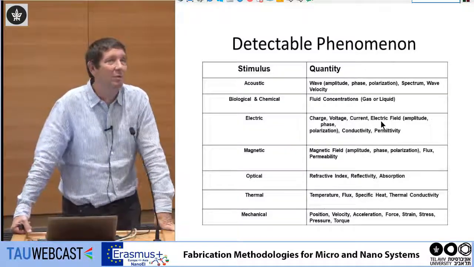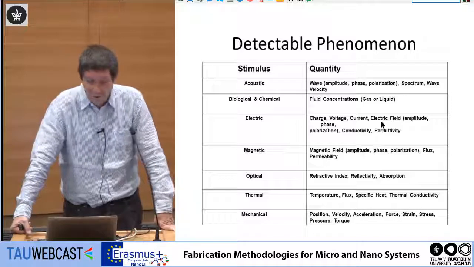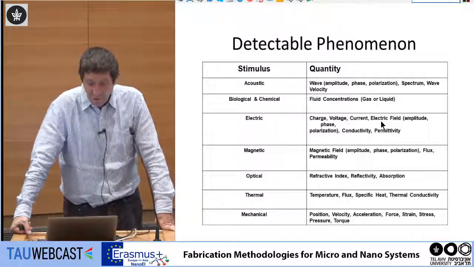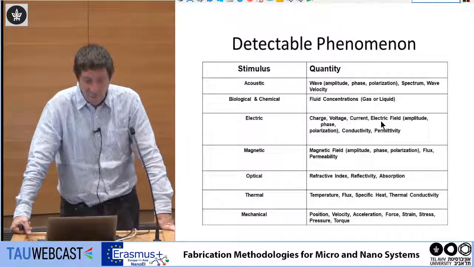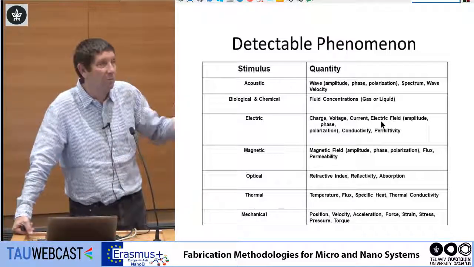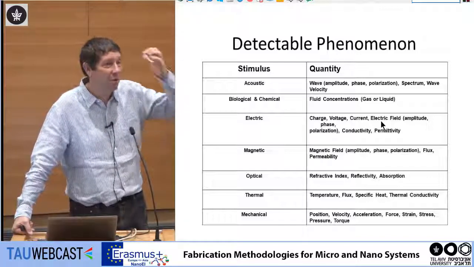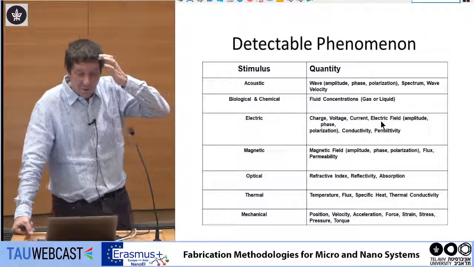Electrical, this is what you do. If you're electrical engineers, you measure charge, voltage, current, field, polarization, conductivity, etc. Magnetic, you measure magnetic properties. Optical, of course, you like refractive index or reflection or transmission, all these properties, etc.